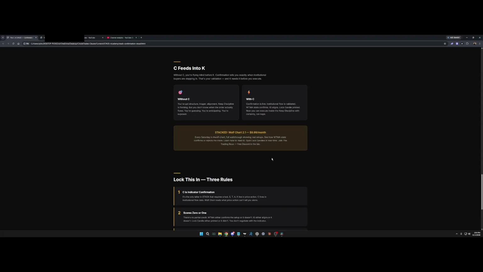Here's what people get wrong about C. They think the wolf chart is the confirmation alone. They think the indicator replaces price action. That's incorrect. The wolf chart 2.1 with the WTMA cloud, lock candle, floating candle, that's the filter, the validation layer. C doesn't replace structure, trigger, alignment, or keep discipline. C confirms them. The indicator confirms what the price action has already suggested.